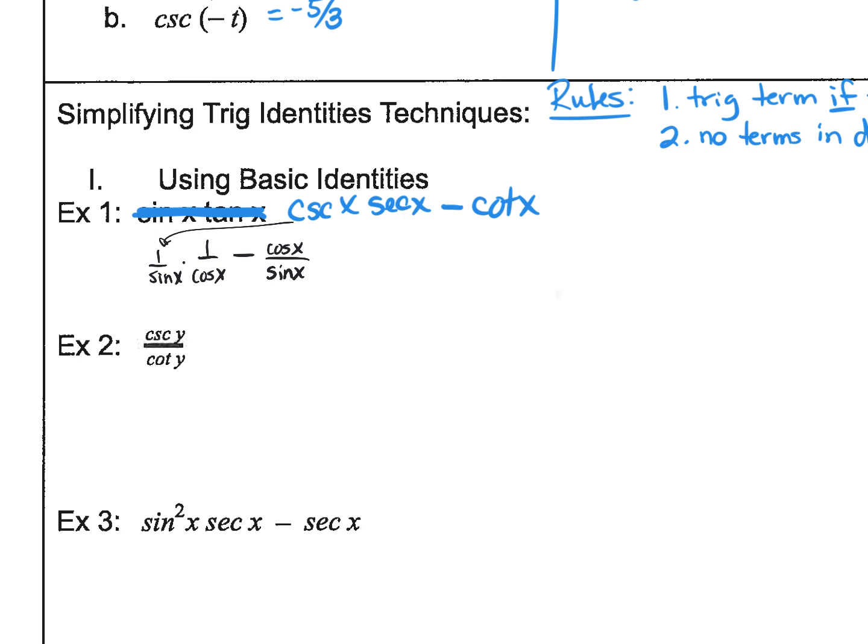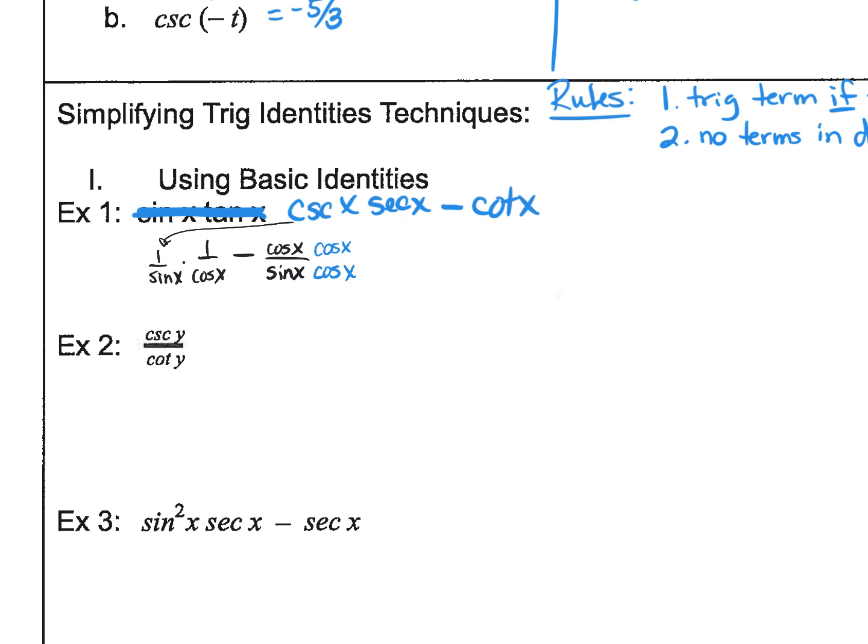Now, you have 2 chunks that are in fractional form. So to add or subtract those things, we need to have a what? Common denominator. What would be the common denominator here? Sine, cosine, right? So I need to multiply the second term by what? Don't I need to multiply by cosine over cosine?